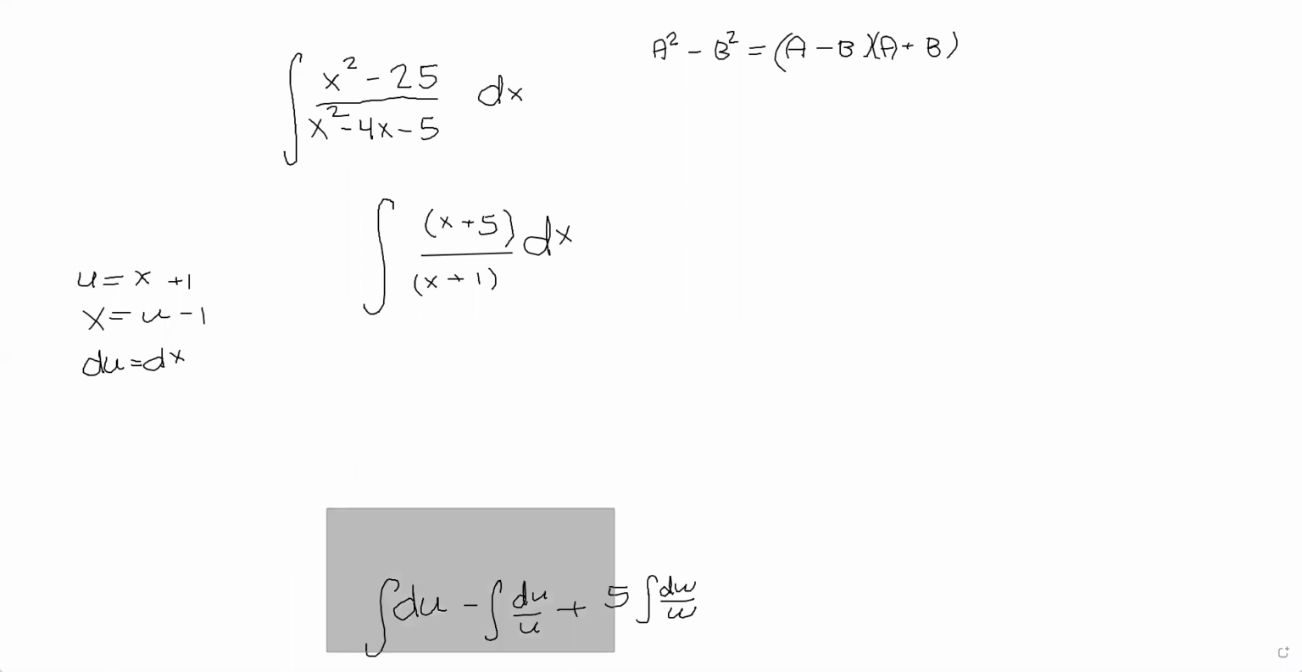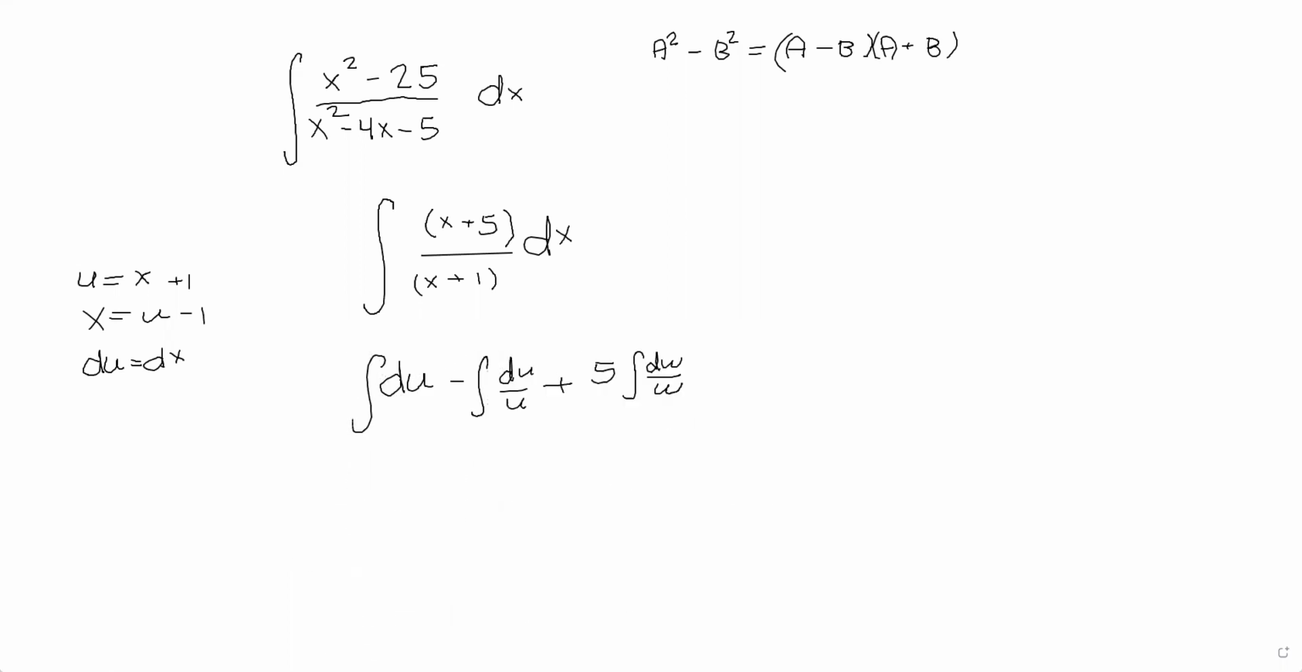And then what we have next is the antiderivative of du. Remember, that's just going to be u. And then we have 1 over u. The antiderivative of 1 over u is natural log of u. And then this part is going to be plus 5 times natural log of w.